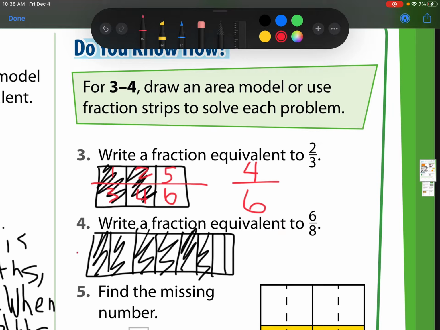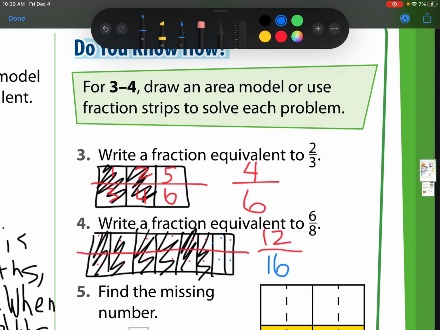Like our last one, we can split it in half and see how many shaded parts we have. That'd be 1, 2, 3, 4, 5, 6, 7, 8, 9, 10, 11, 12. 12 shaded out of how many total? Out of 12, 13, 14, 15, 16. So there's one that's the same.